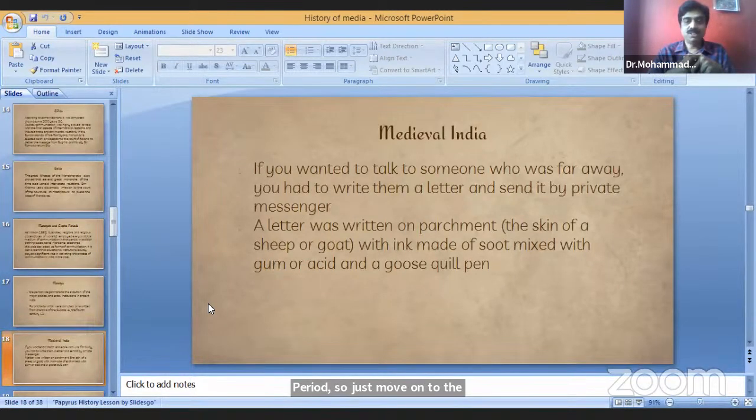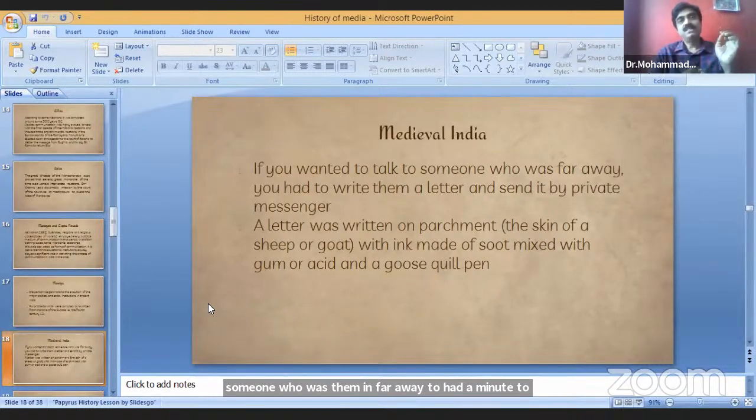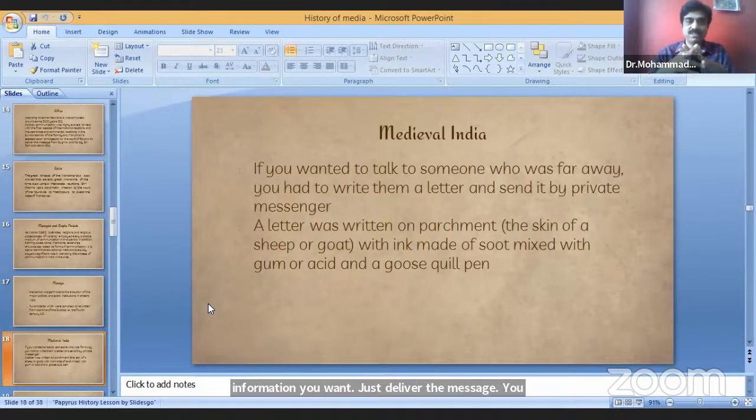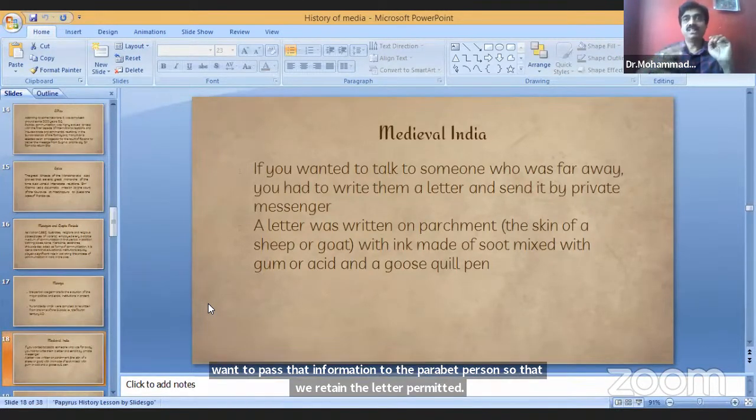If you wanted to reach someone who was far away, you had to write them a letter and send it by private messengers. That way, you could pass on information to faraway persons. It would be written in letter format and sent by the messenger, and that way you were able to communicate with another region.